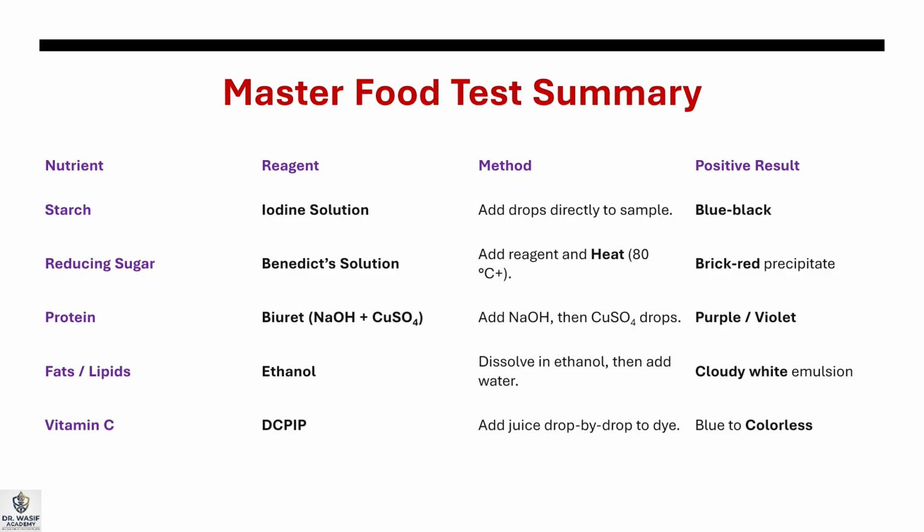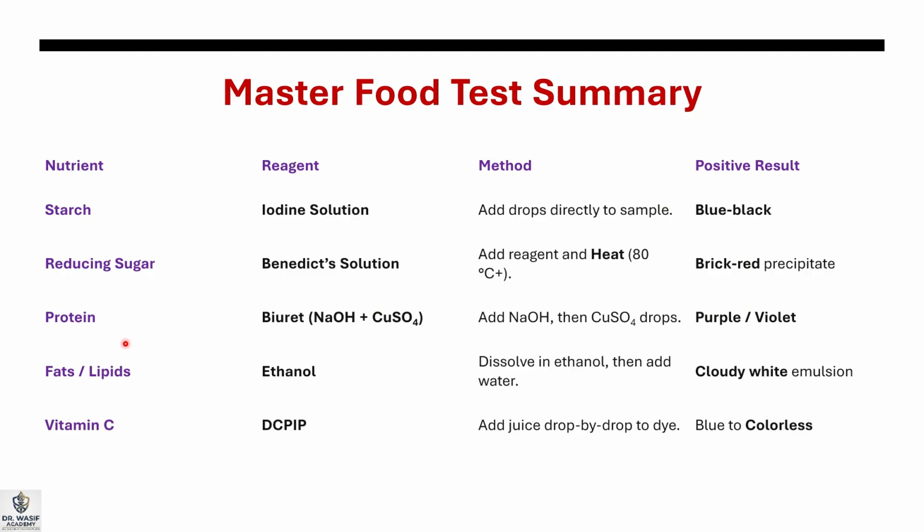Starch, use iodine. To identify starch, use iodine. If it is there, it will go blue black. If you are identifying reducing sugar, use Benedict's, and most importantly, heat. We are looking for that brick red precipitate. If there is brick red precipitate, then the concentration is high.